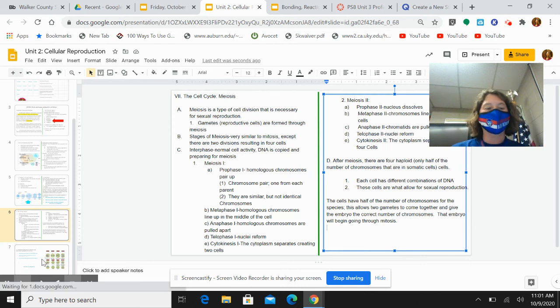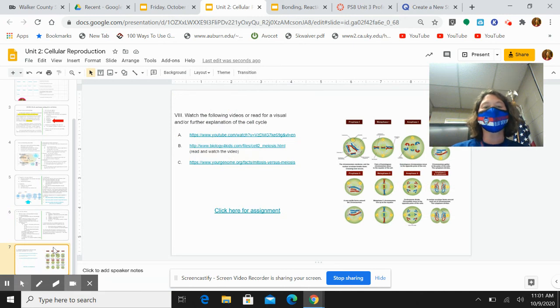Now on slide 7. Notice there are several videos, another assignment we'll do, and a diagram of the process of meiosis. Notice on the second part of meiosis, meiosis 2, you have 2 cells going through the exact same process at the exact same time, and you end up with 4 completely different cells at the end. Mitosis, you end up with 2 cells. Meiosis, you end up with 4 cells. Very important to remember.